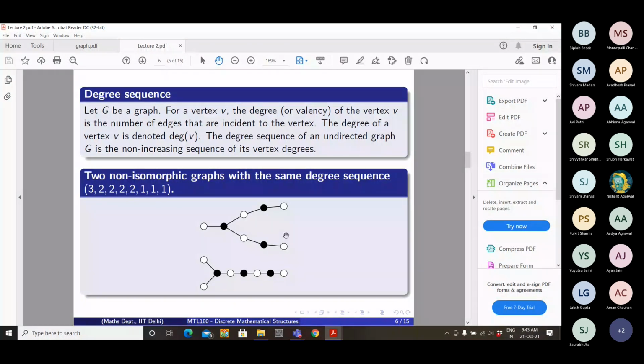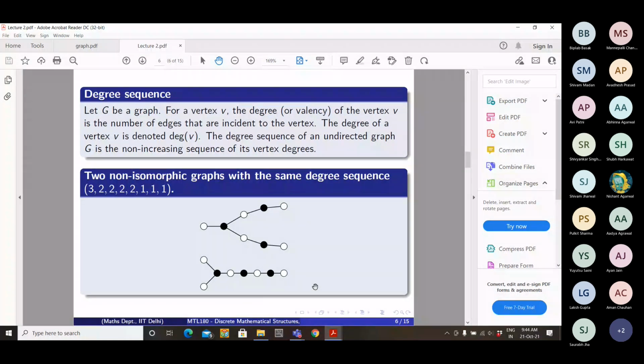If we write down the degree sequence of this graph, it will be 3, 2, 2, 2, 2, and then 1, 1, 1. That is, 3, then 4 times 2, and then 3 times 1. It's a multi-set, you can say. And similarly, if you look at this graph, it also has this degree sequence.